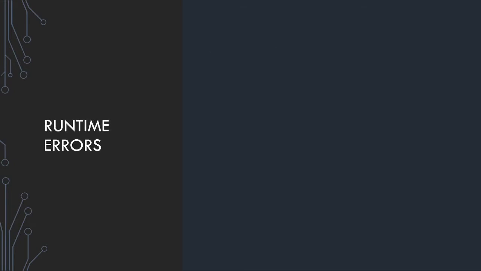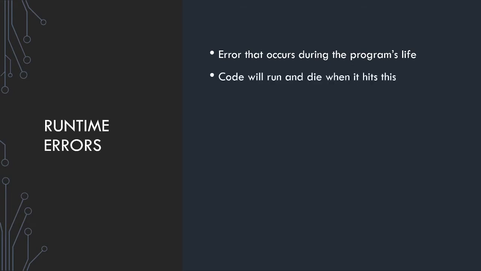Continuing on, we're going to go over runtime errors. Now, runtime errors are errors that occur during the program's life, meaning that you're not going to see this typically when you're coding. You'll see this once you start testing your program, when you start running the program, or if you start going through quality assurance. People are going to try to break your code in any way possible. And that's where these runtime errors are going to come into play. Now, your code will run, and it will die when it hits this runtime error. It should die when it hits this runtime error.